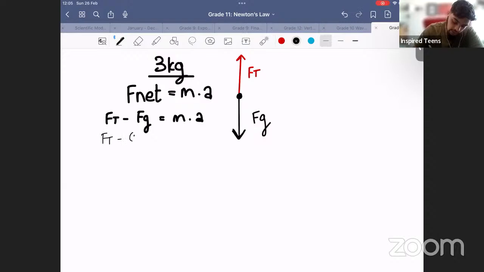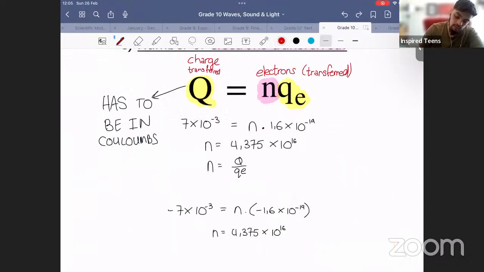Fg, that's simple to calculate. That's 3 times 9,8. Mass is 3. Acceleration, also unknown. Two unknowns. This is what you expect. So this is your first equation, your first simultaneous.